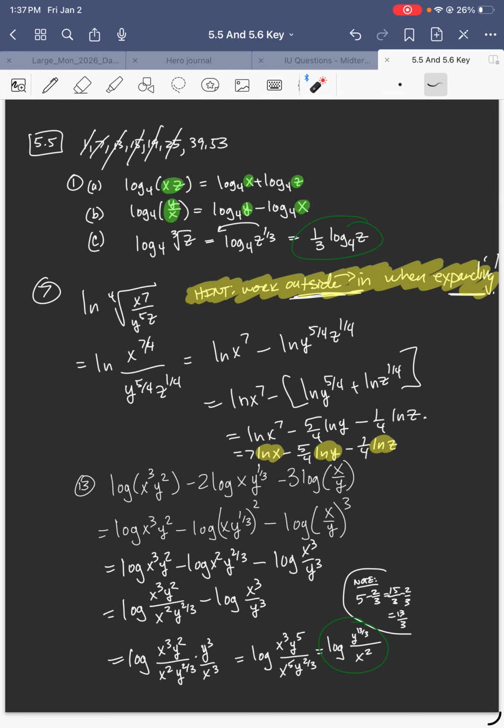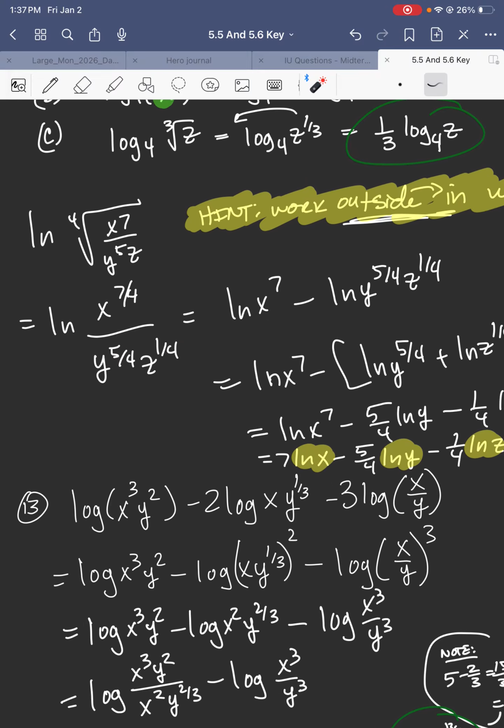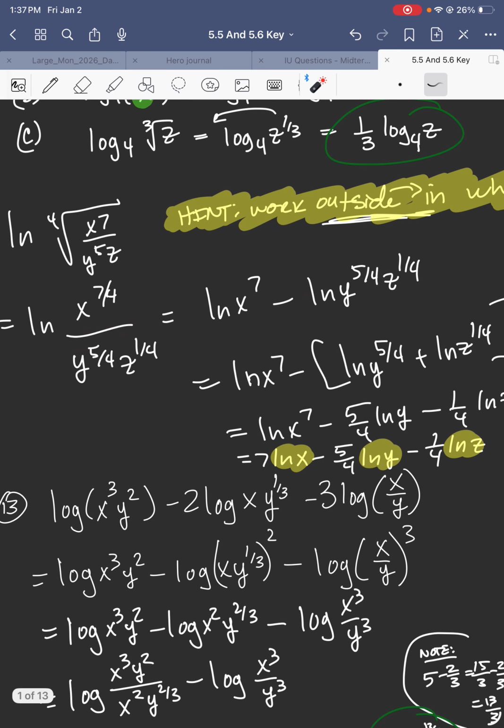That means here I can rewrite this fourth root as stuff to the 1/4, but then everything to the 1/4 means the top is to the 1/4, so I get this, and the bottom is to the 1/4, so I get 5/4 and 1/4 on the bottom. Well, then the natural log of a quotient is the difference of two logs.